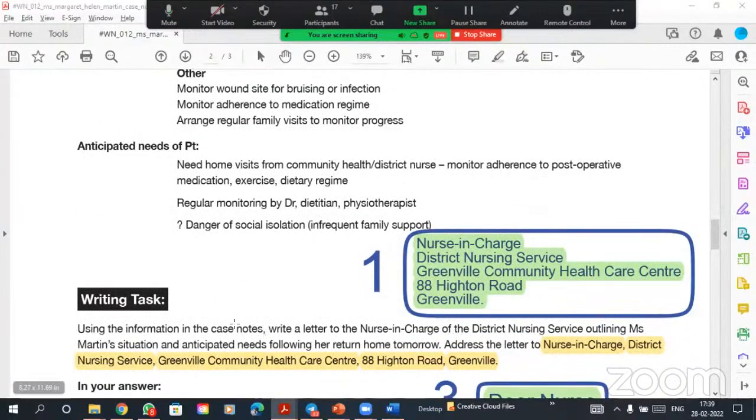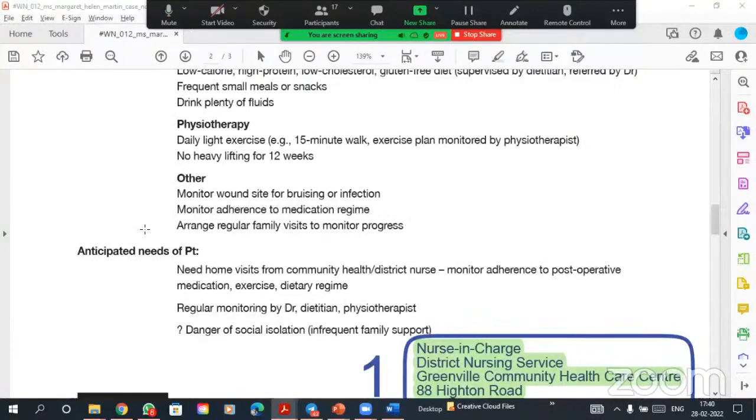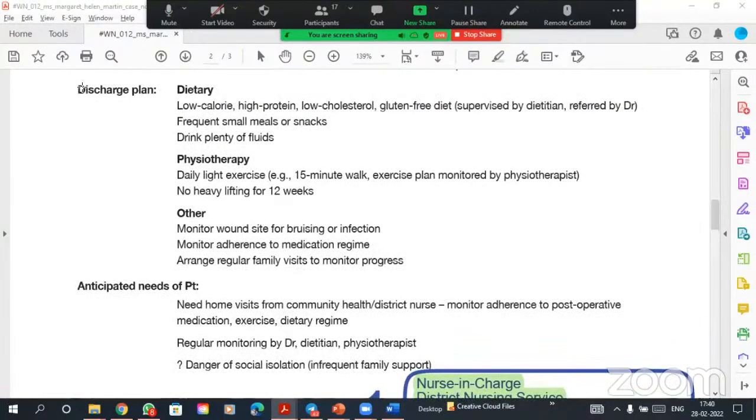Using the information in the case notes, write a letter to the nurse in charge of the district nursing service outlining Miss Martin's situation and anticipated needs following her return home tomorrow. So how do you know that this is there is nothing like a referral? There is nothing like referral. Then how do we know? Here it is there. You can see.